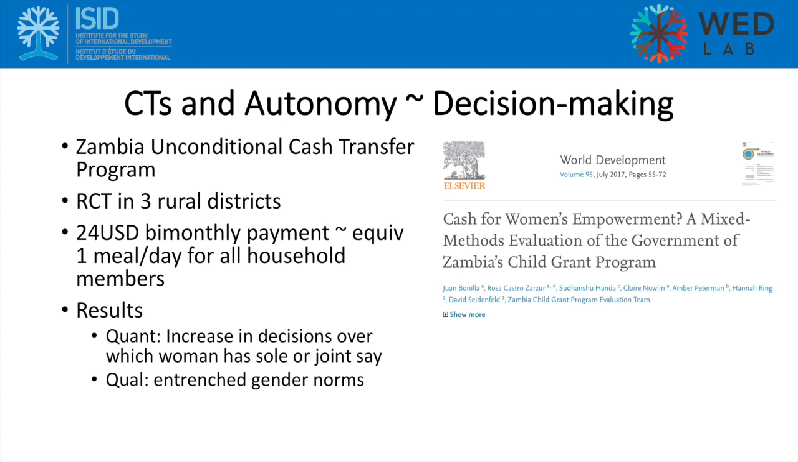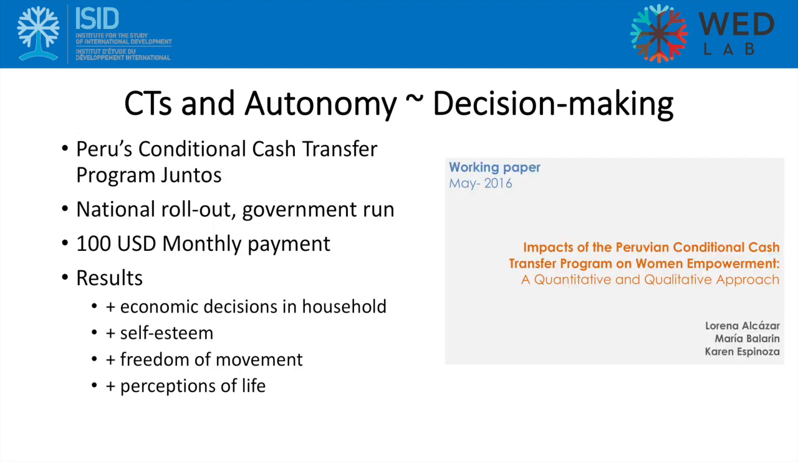In terms of a conditional cash transfer program, there's also another very interesting mixed method paper by Lorena Alcazar and Maria Ballarin and Karen Espinosa. The first 2 are at GRADE in Peru. And they've looked at the Peru cash transfer program Juntos, which is also nationally implemented here. So it's different than the previous one. National rollout. Here we're looking at $100 monthly payment. And what did they find?